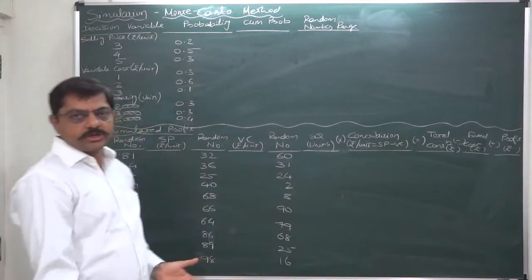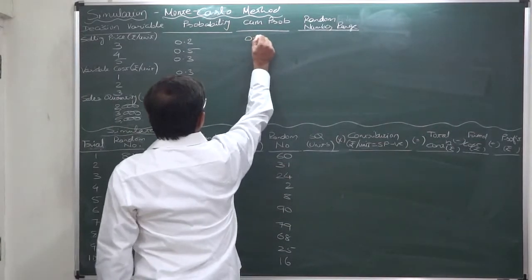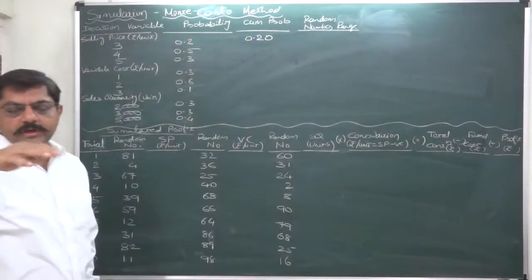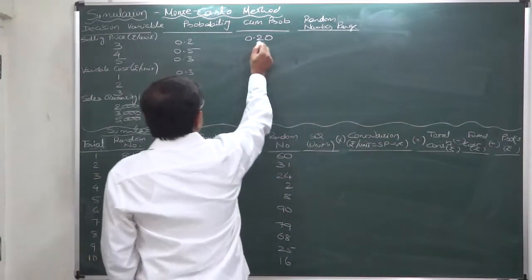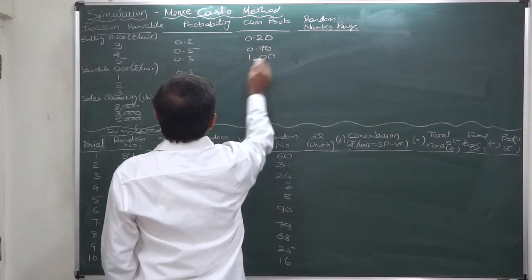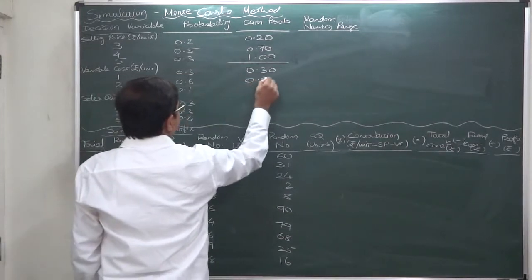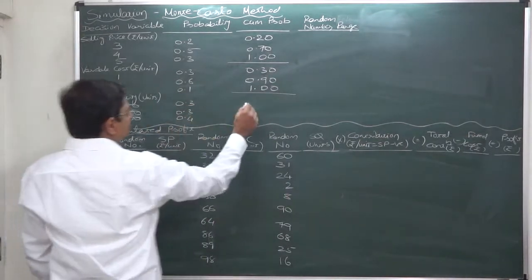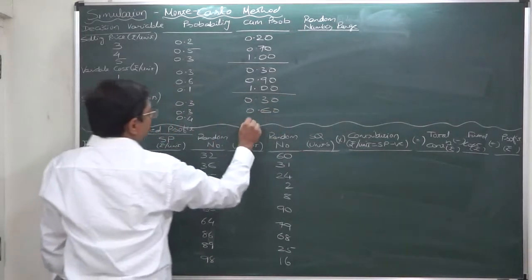In case of simulation problem solving, this is always the first step. Point 2 remains the same first. I am writing it as 0.20 so it will be very easy to consider these as 20, the percentage frequency. 0.2 plus 0.5 will be 0.70 and then 1. The last must be 1. Here it will be 0.30 plus 0.6, 0.90, plus 0.1, 1. And in case of sales quantity that must be 0.30, 0.60 and 1.